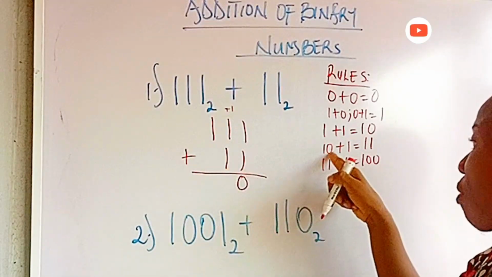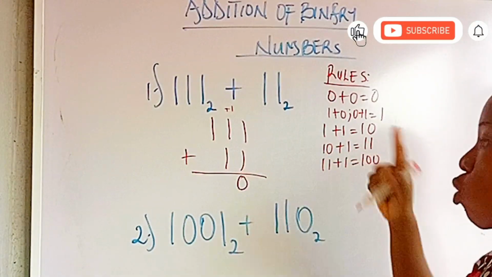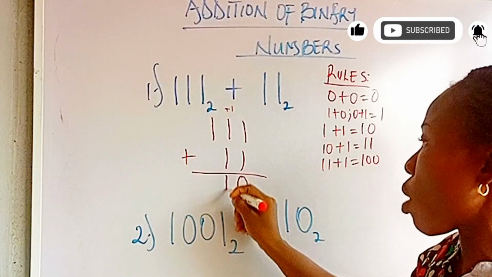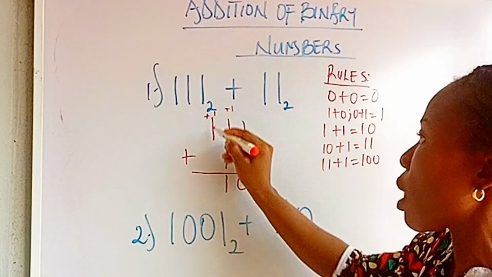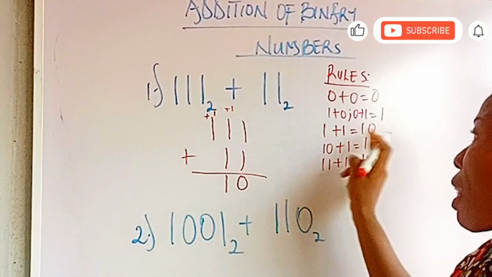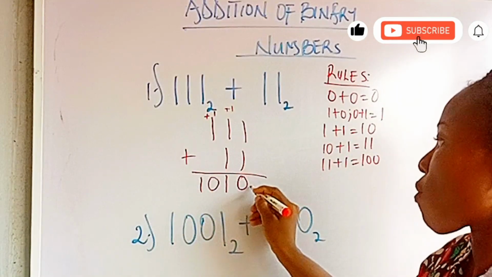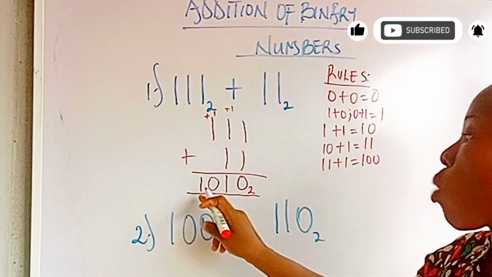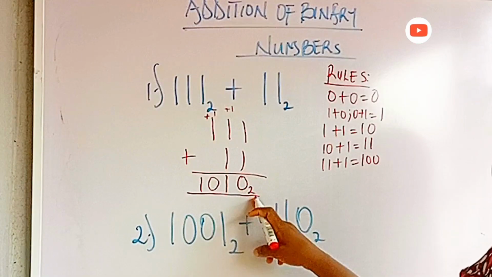We go to where we have our rules. 10 plus 1 is 11. So we write 1 and carry 1. Now 1 plus 1 in binary is what? 10. So our final answer is 1010 in base 2.